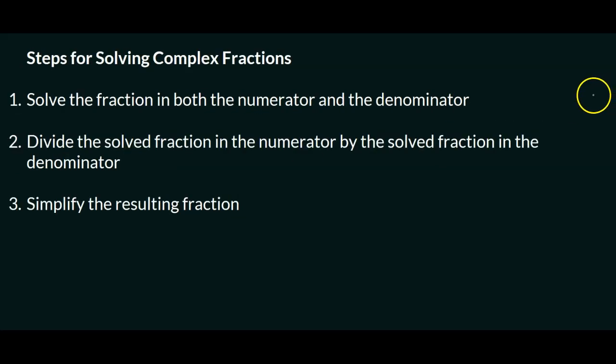So how do we go about solving complex fractions? We're going to first solve the fraction in the numerator and the fraction in the denominator. And then once we have solved those fractions and simplified them, then we will divide the fraction in the numerator by the fraction in the denominator, and then we'll further simplify the fraction we get from this solution here. So we're going to apply these methods that I've highlighted here to some examples.